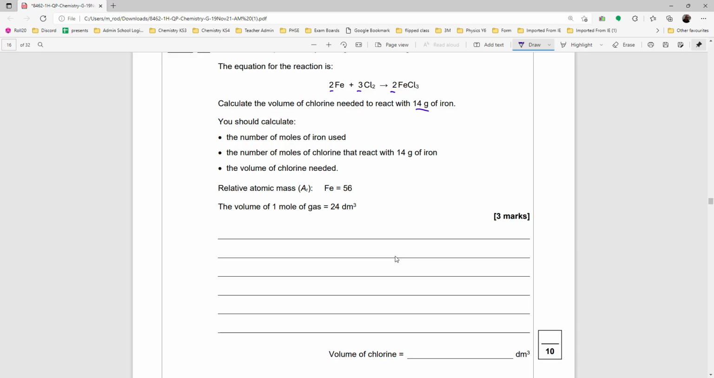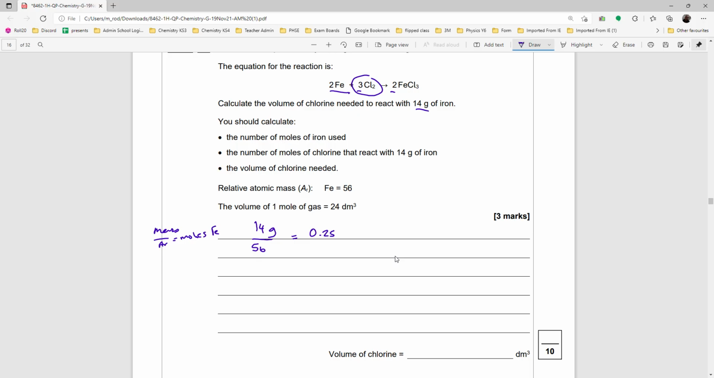Now, they want to have the chlorine, and they give you the iron. Well, to do this, we need to first calculate the number of moles of iron. So I'm going to come over here. I say they gave me 14 grams, and if I take mass divided by Ar, I'm going to get moles of Fe. So that's divided by 56, and that's going to give me a whopping 0.25.